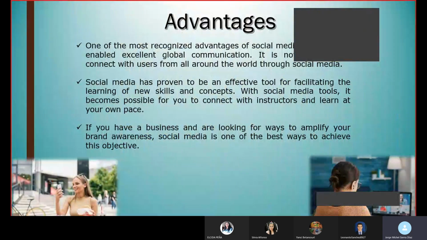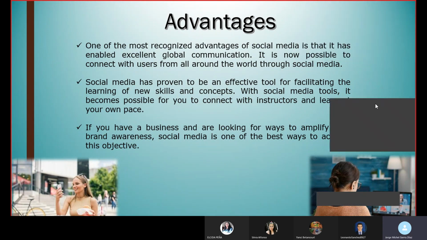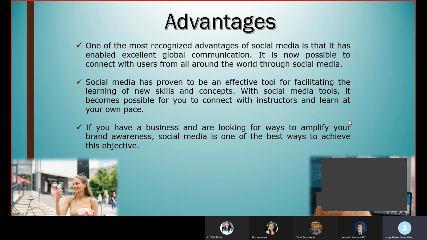Okay, now here are some advantages or benefits of social media. Well, the advantages of social media are several. These include fostering connections with people from different countries or cities.